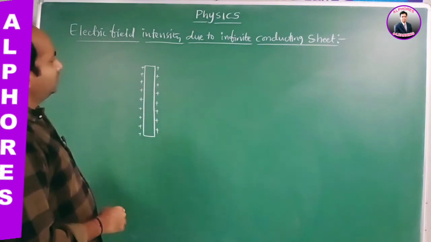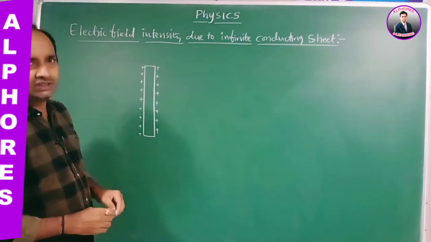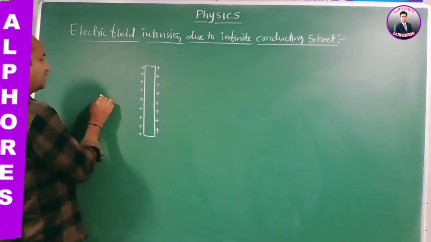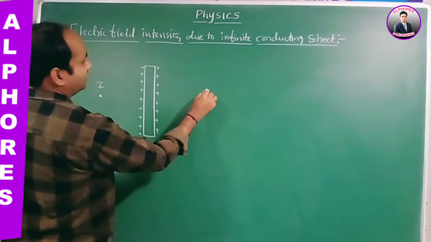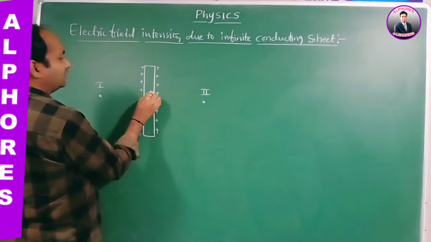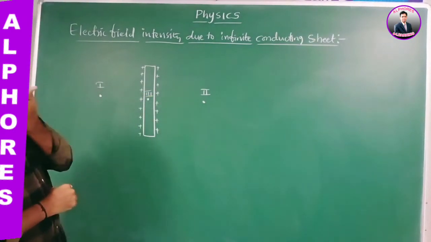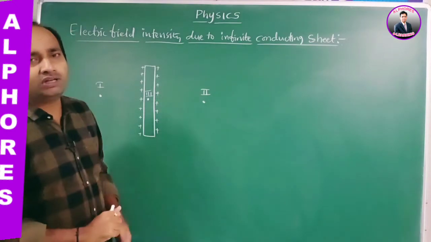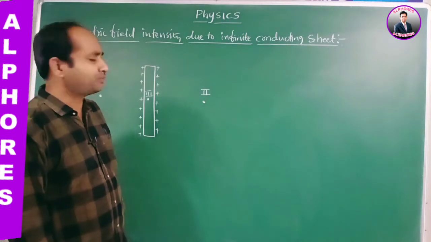Now suppose we need to find the electric field intensity in different regions. Let us take this as region 1, which is outside; the second one, region 2; and the third one in between them, this is region 3. In region 1, we already proved that the electric field intensity due to a uniformly charged non-conducting sheet is equal to sigma by 2 epsilon naught.